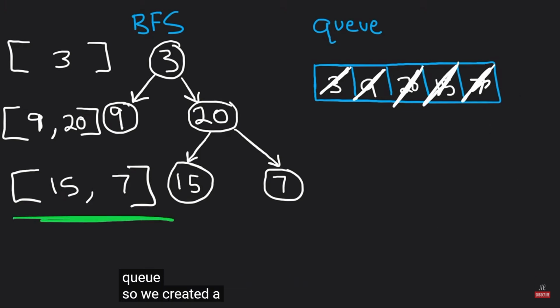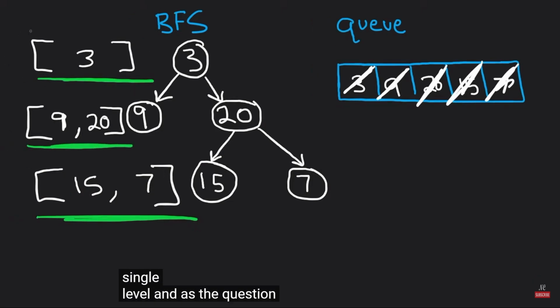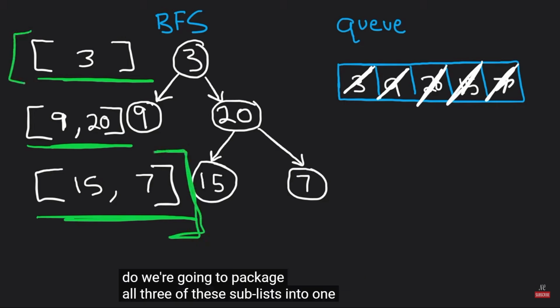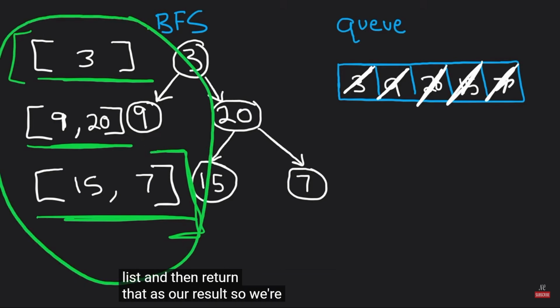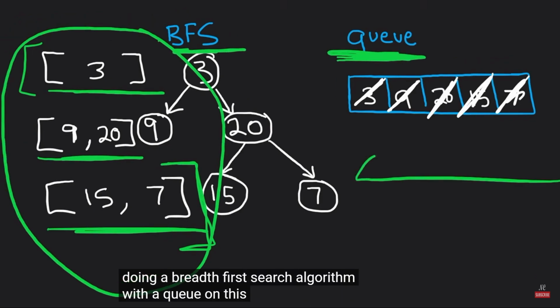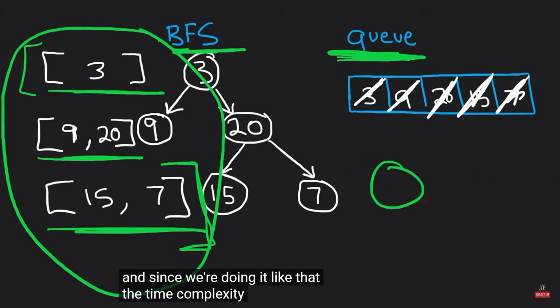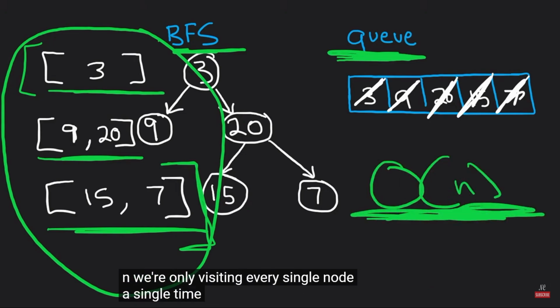So we created a sublist for every single level, and as the question wanted us to do, we're going to package all 3 of these sublists into one list and then return that as our result. So we're really just doing a breadth first search algorithm with a queue on this binary search tree, and since we're doing it like that, the time complexity is going to be O of n. We're only visiting every single node a single time.